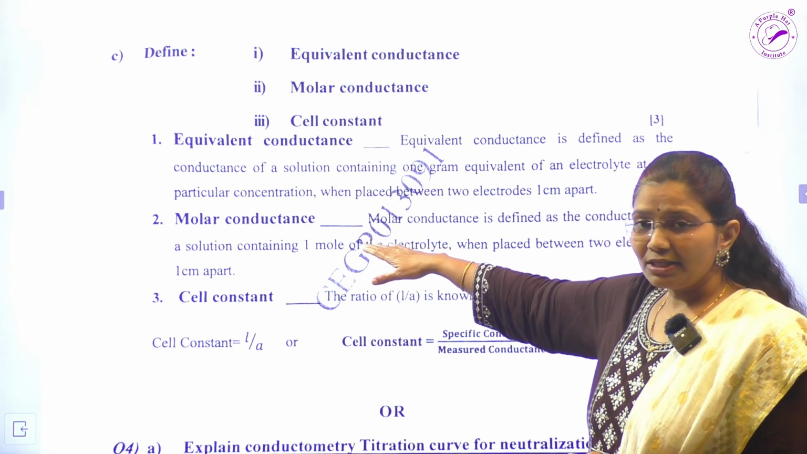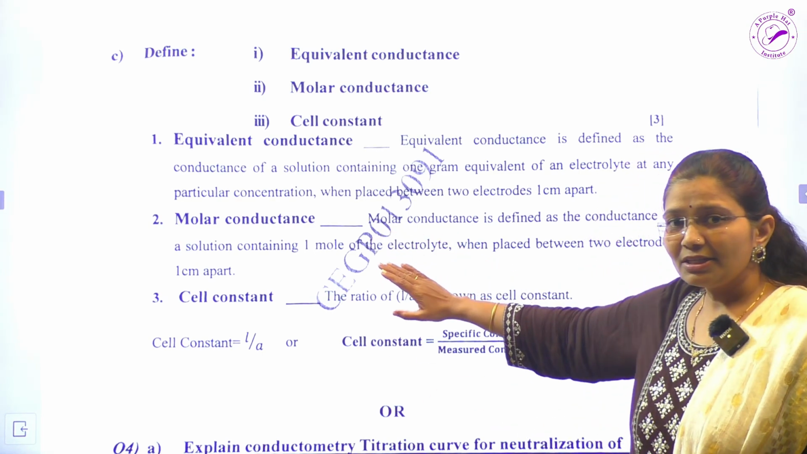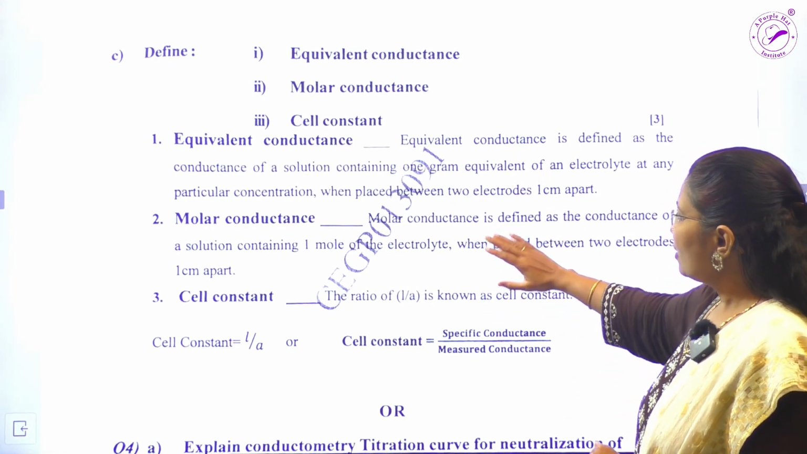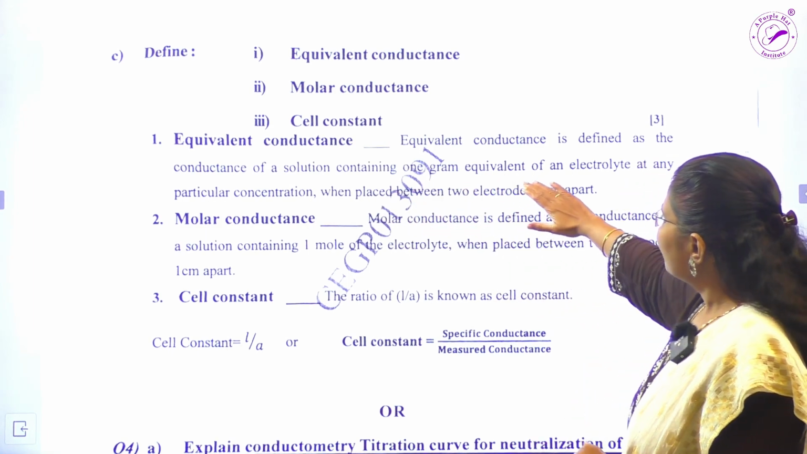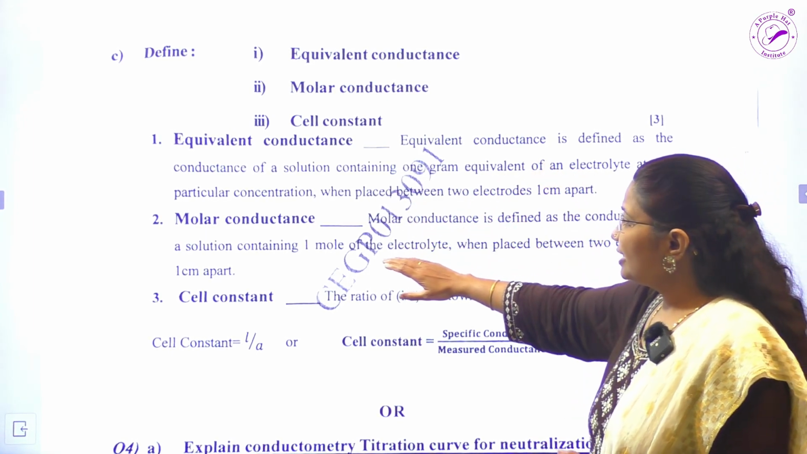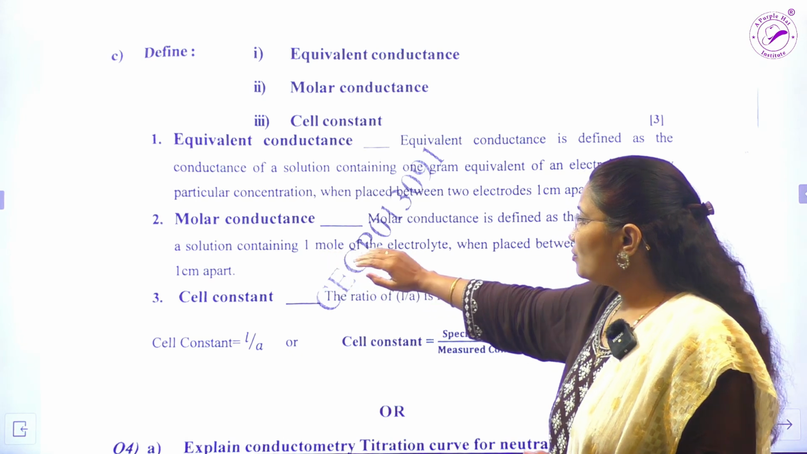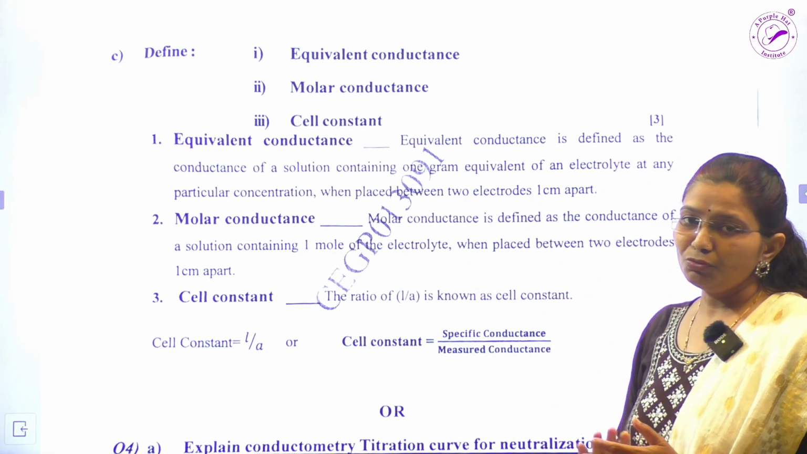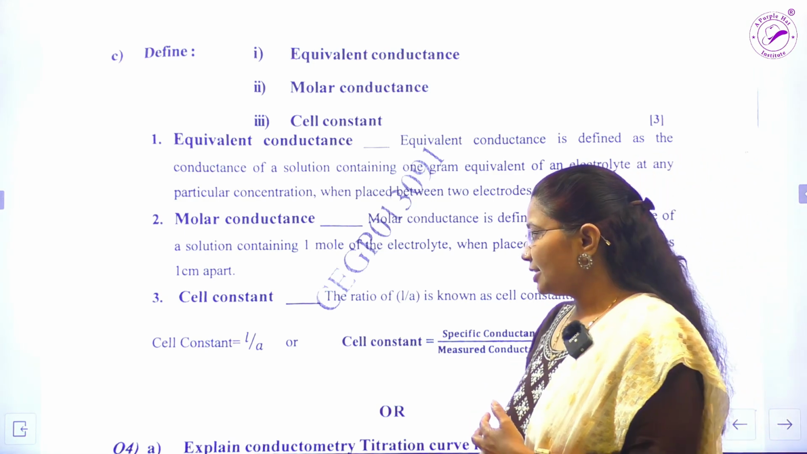Then molar conductance is there. For molar conductance, you have to write the same type of definition, only instead of 1 gram equivalent of electrolyte, here you have to write 1 mole of the electrolyte. Okay, so this is the only difference between molar conductance and equivalent conductance.